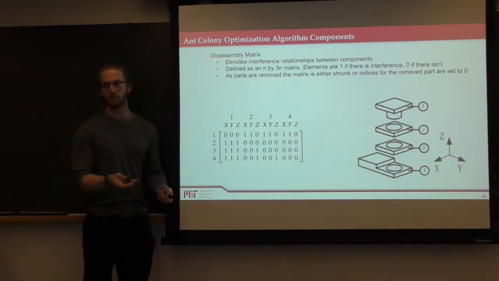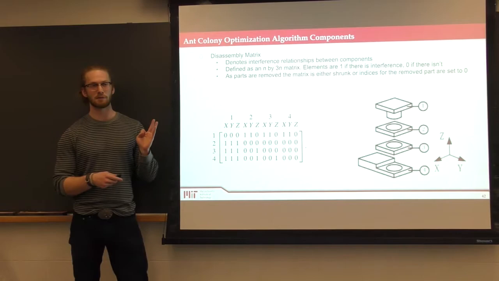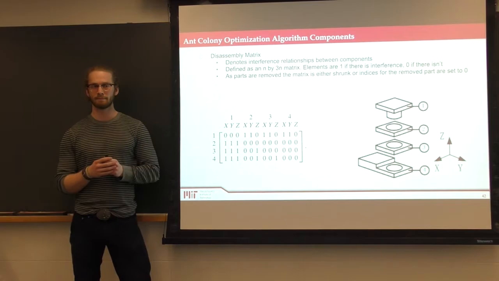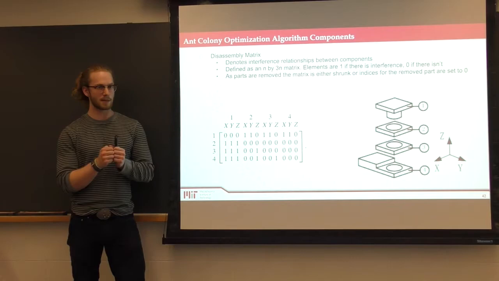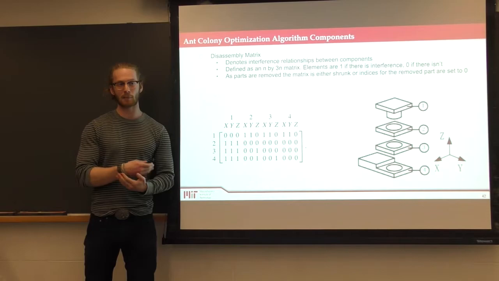So you might notice there's only three directions when we're doing a six directional analysis. Any thoughts on why that is? Why do we only need three directions? So there's this notion of symmetry here, where if you can remove part A from part B in the positive x direction, that's the same as removing part B from part A in the negative x. Right? So when Jerry goes through his example, we'll illustrate how you actually pick which operations are feasible, and we'll go over that in detail.